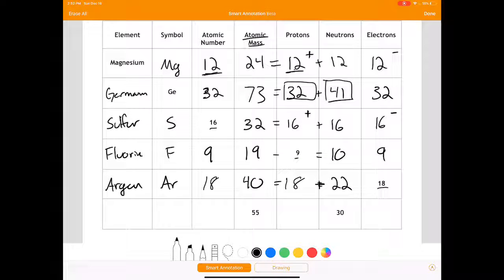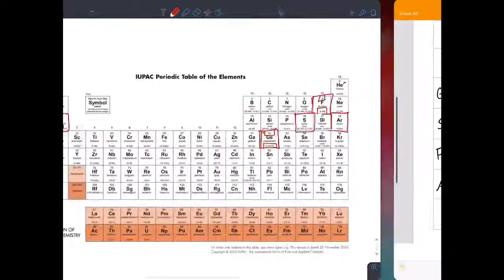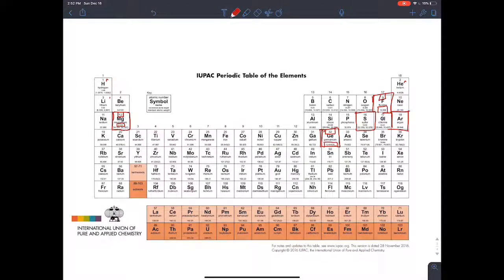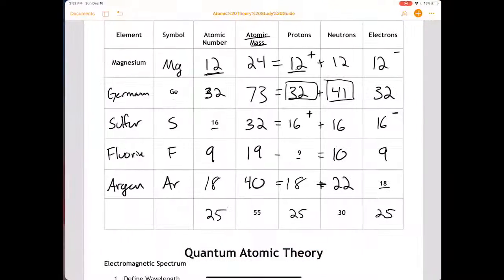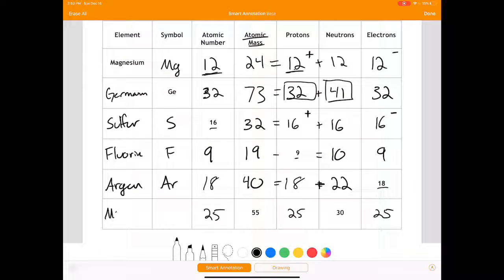Now, we have atomic mass and neutrons, so 55 minus 30 equals 25. 25 plus 30 equals 55, so we know that's 25, this is 25, this is 25. Okay, so now we just need to find what has an atomic number of 25, and we see that right here, it's manganese. Okay, manganese, Mn. All right, and that's how you fill this out.